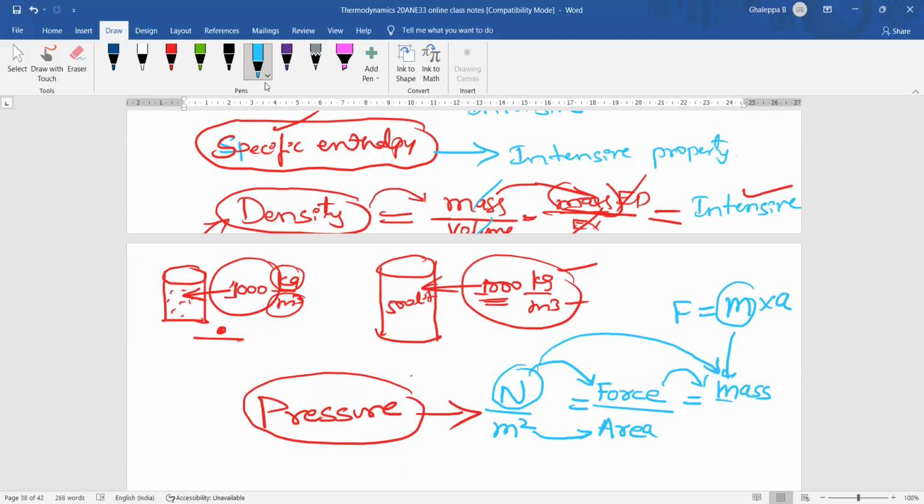The numerator is mass divided by area. Area is also an extensive property. I will tell you how area is an extensive property, because volume is equal to area into length. Here volume is extensive, area is also extensive, but length is intensive. Extensive depends on mass. So mass gets cancelled in the equation, so the pressure will become again an intensive property.